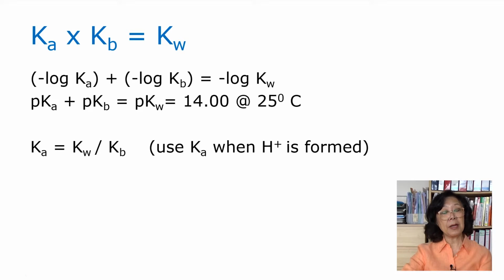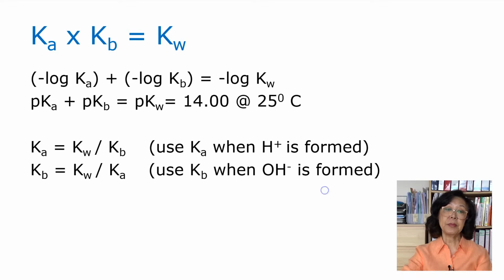We can also calculate Ka if we know what Kb is through the relationship with Kw. So Kw over Kb will give us Ka. When do we need to find Ka? When a hydronium ion is formed in the ionization. We can also calculate Kb by dividing Kw by Ka. And when do we need to use Kb? Whenever hydroxide ion is formed in the ionization.